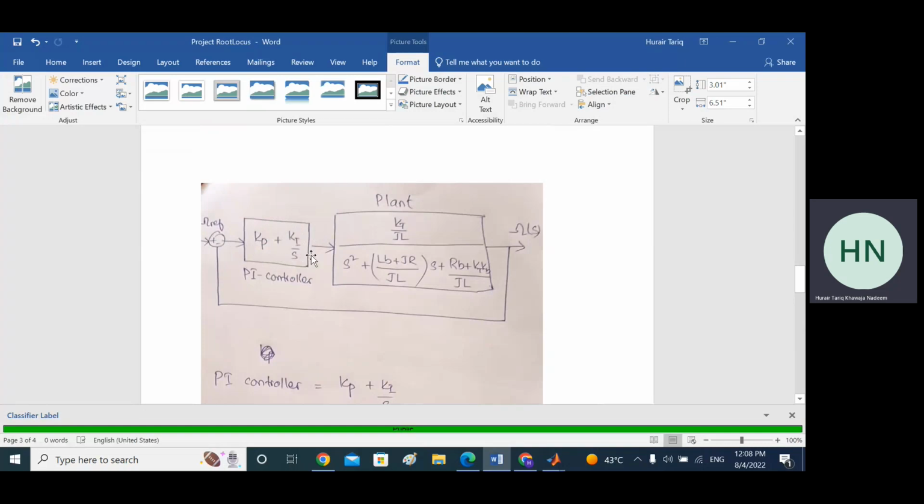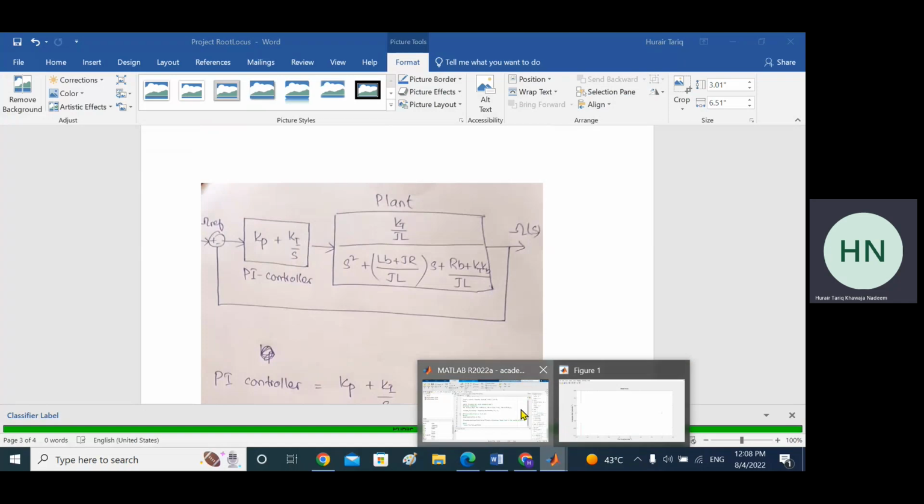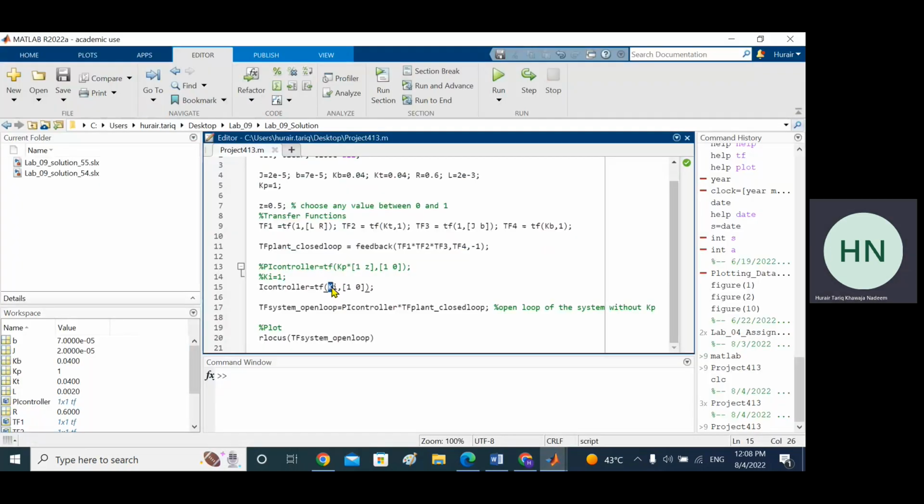So I will have KI over S. This means I will have KI in the numerator, and this portion is S. Choose the value of KI as 1. When you take KI as 1, this means KP is not considered. This variable is not considered.